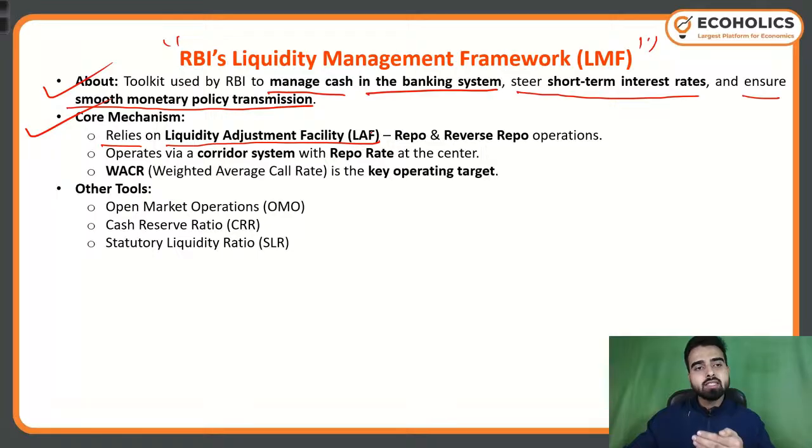The core mechanism, if someone asks in Grade B, Phase 1 or Phase 2, what is the core mechanism behind the RBI's liquidity management framework, then that core mechanism is the liquidity adjustment facility, which contains repo and reverse repo operations. It operates via a corridor system with the repo rate at the center.